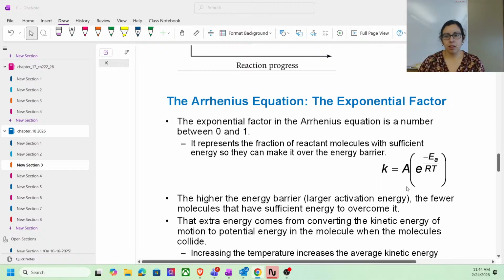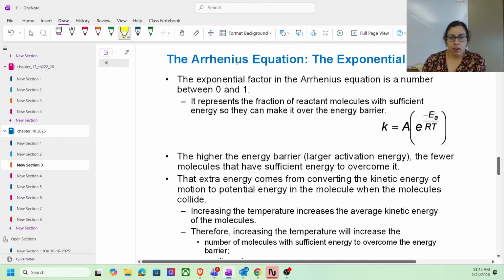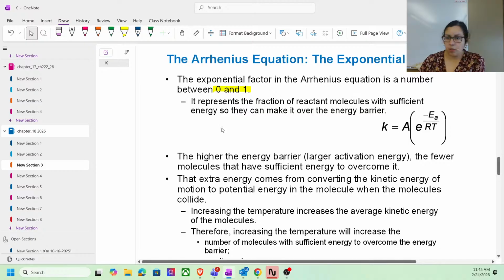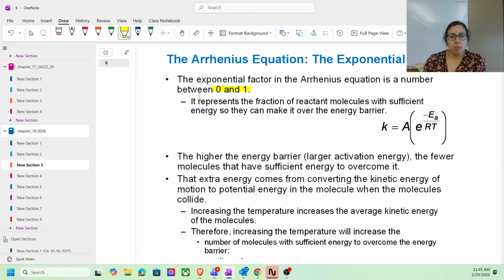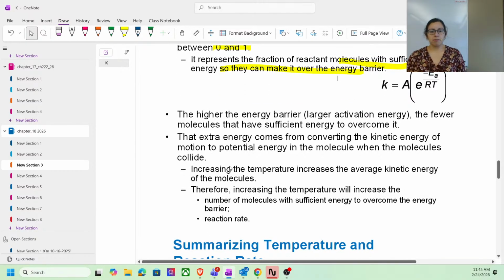And so, like I said, we can quantify this. So our Arrhenius equation, we can find our exponential factor. It's just a number between 0 and 1. And we'll see another form of this equation that will be more helpful. But that just represents our fraction of reactant molecules with sufficient energy to make it over the energy barrier. But like I said, you'll usually be doing a 2-point form of this graph.